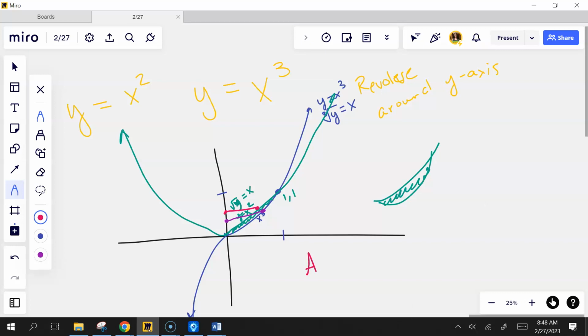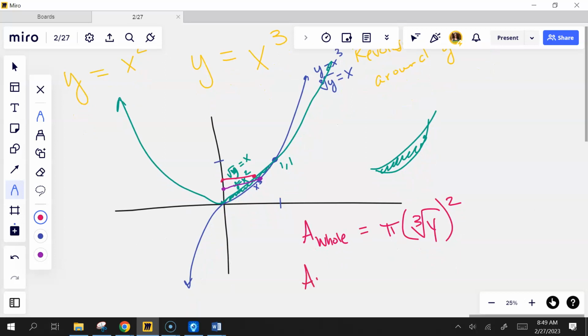So the area of the hole, what is the radius? I'm going in terms of y though. So cube root of y, right? Because I'm going with respect to y this time. This time I'm twisting this way. So cube root of y, squared. And the area of the H hole, the square root of y, squared.